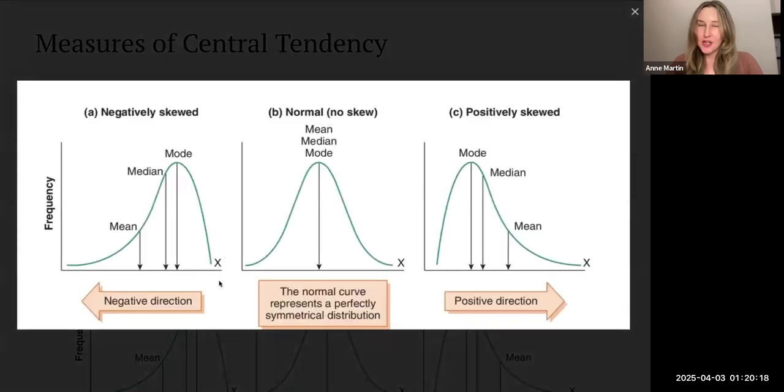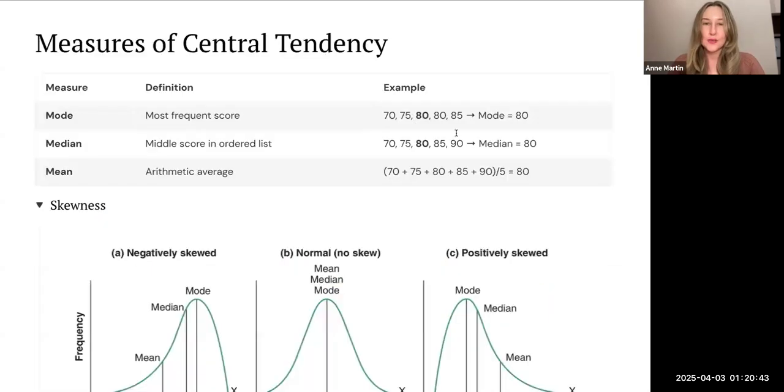And one of those considerations is skewedness. So if your data set is normal, meaning no skew, the mean will give you this average right here. However, if you are skewed in one way or another, like a negative direction or a positive direction, as you can see, that is going to shift the mean down or shift the mean up from the overall middle of those scores.